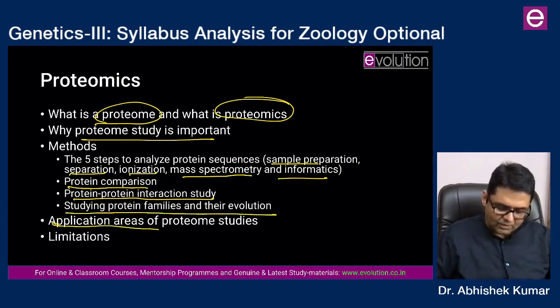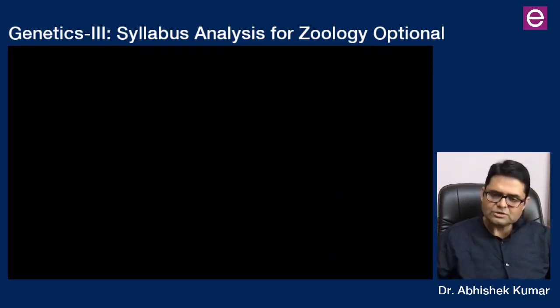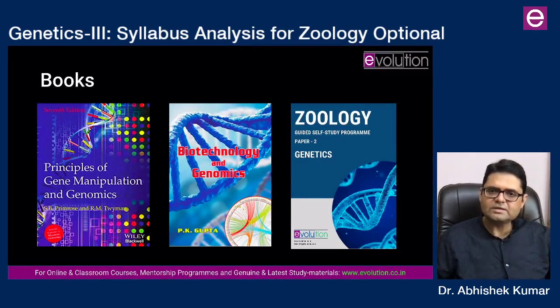After that, what are the application areas and what are the limitations of proteomic studies? These are the things that you have to study in proteomics, and this was the last topic of our applied genetics part. Now, in the end, as I was telling you, standard books of genetics will not be very good so far as applied genetics is concerned.